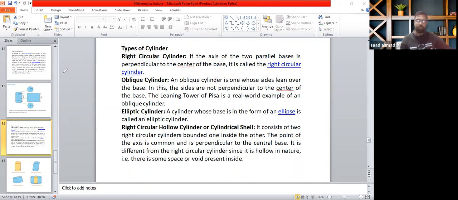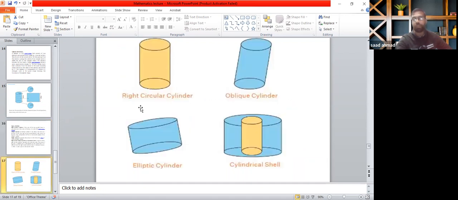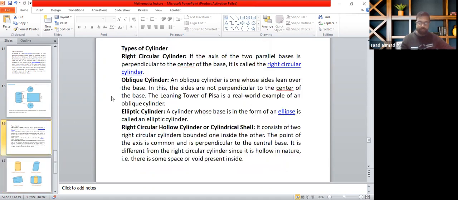Okay, let me show you the example here. The first one is a right circular cylinder. Let's say this is the center of this one, this is the center of this one. Then we join them, so the angle is 90 degrees with this and this. Then it's a right circular cylinder. Next one is an oblique cylinder.